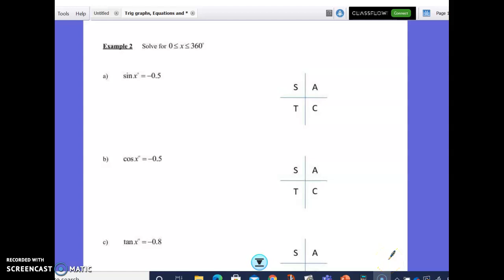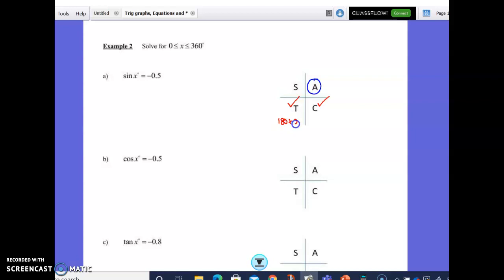This time we're going to have a look at what happens if we have a negative rather than a positive. So if we have a look at the first one, we've got sine x equals minus a half. What we do to begin with is we need to get our answer in here. Now, sine x is negative when it isn't positive. So it's negative in here and in here.